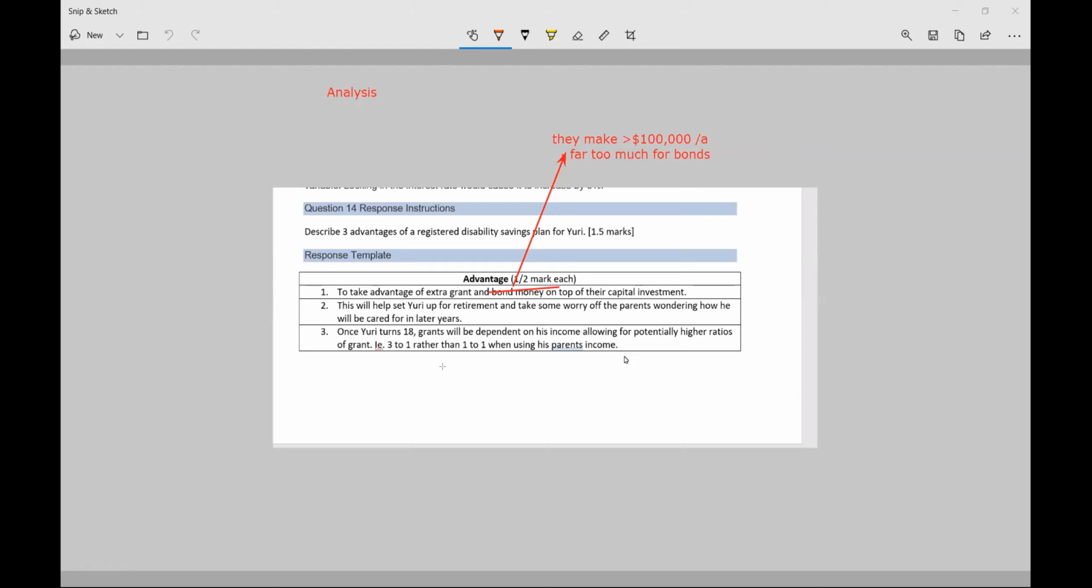But I find it's very normal that people just say bonds and grants, bonds and grants, bonds and grants, when you have to actually step back and say, hang on a second here, is that necessarily true?